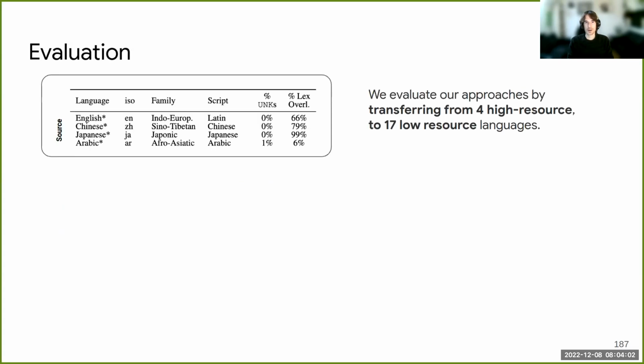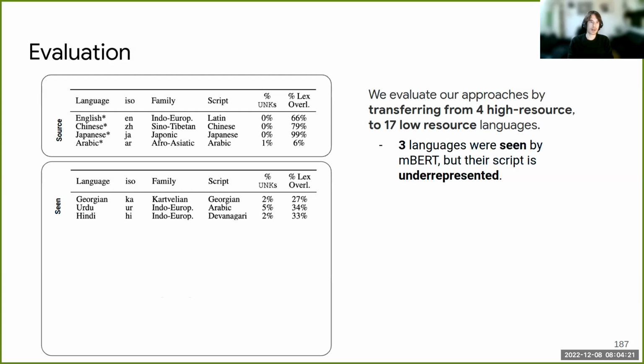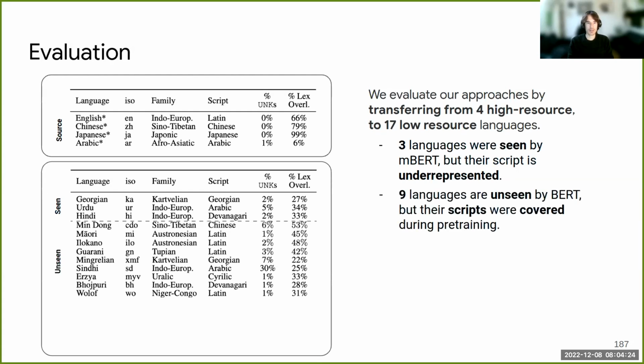Okay, so just a few numbers. Cross-lingual transfer is meant to help low-resource languages to boost their task performance. So in the paper, we did cross-lingual transfer from 4 high-resource languages to 17 low-resource languages. Some of them were seen by the base model, and some were completely unseen by the base model. mBERT and XLM-R just cover around 100 languages. And we also had some languages where even their scripts were not covered by the model.